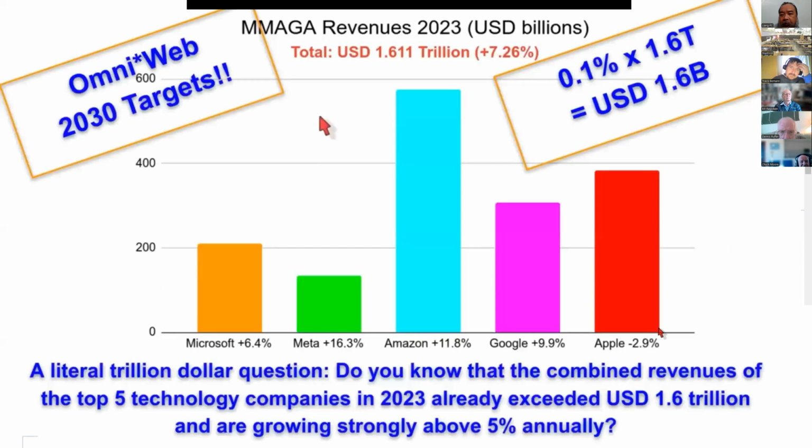Now, this diagram I think illustrates technofeudalism very well, in the sense that you can see the revenues of the top five technology companies: Microsoft, Meta, Amazon, Google, and Apple exceeded 1.6 trillion in 2023. And they have used a lot of user data and source code from free software programmers without rewarding them. So this is the chart to illustrate what we mean by technofeudalism.